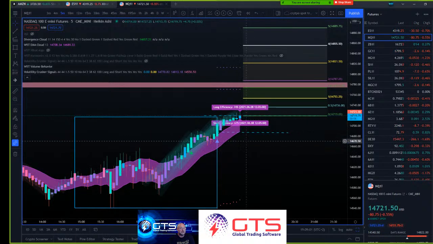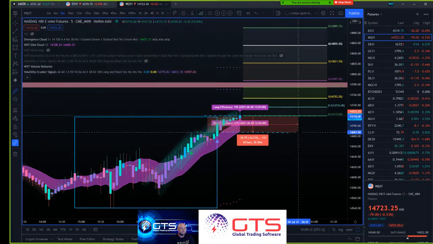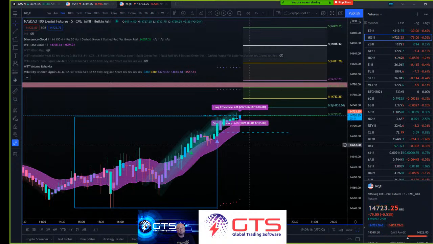We're at the entry now. Stop would be 14686.50. Entry 14719. So that is 123 ticks. It's still a big trade. It's a big boy trade unless you're using micros.